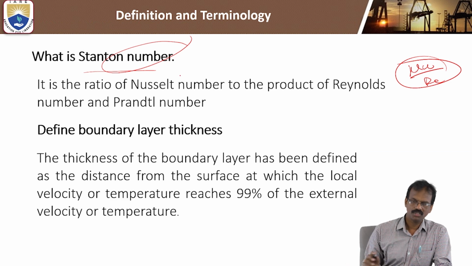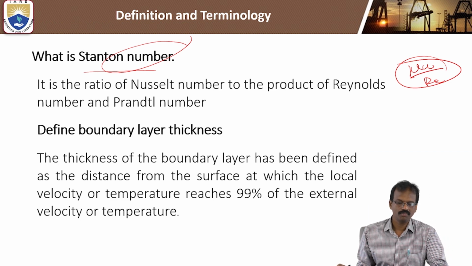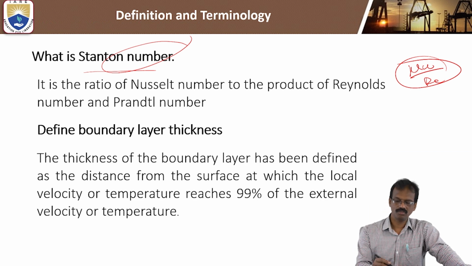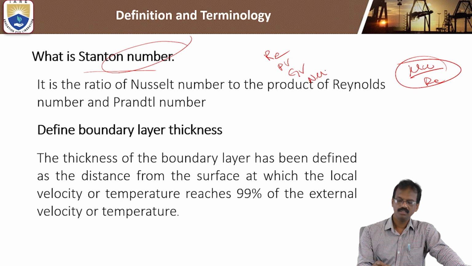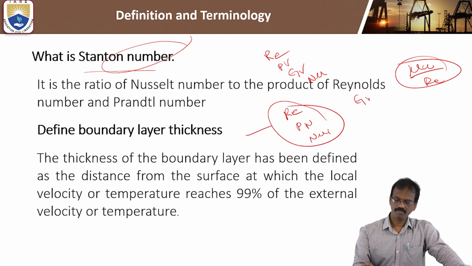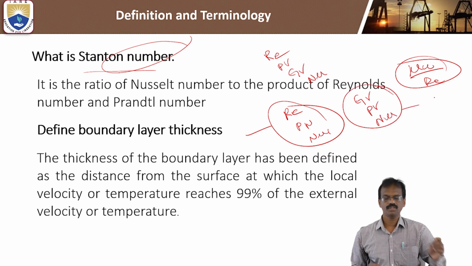So these are the important numbers, which are formed by dimensional analysis to study the convection process. Those are the Reynolds number, Prandtl number, and next one is the Grashof number and Nusselt number. Reynolds number, Prandtl number, and Nusselt number, these three are for the study of forced convection. Grashof number, Prandtl number, Nusselt number, these three are for the study of natural convection.